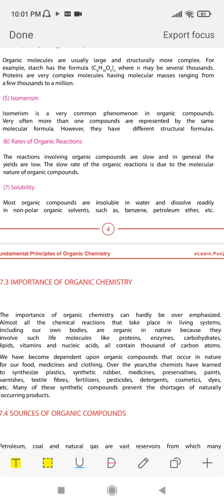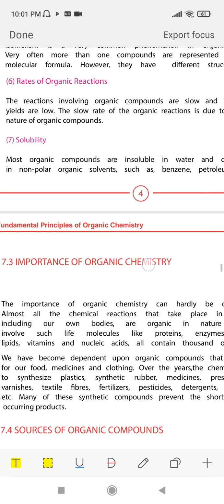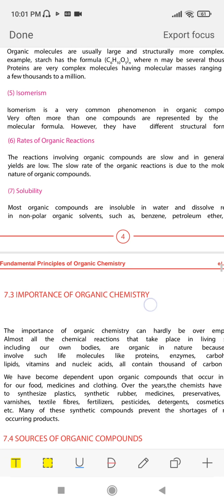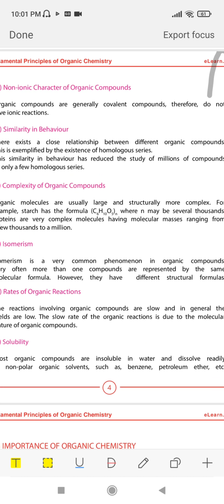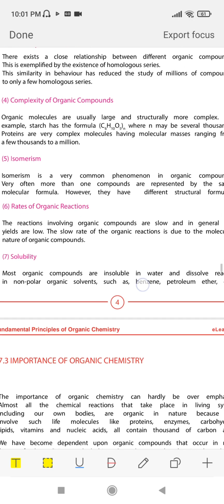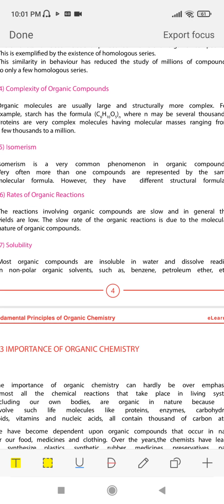Next, the sixth is the rate of organic reactions. The rate of organic reactions is very slow, and in general the yields are very low. If you take 5 grams, you will get only 1 gram of yield. What is the reason for the slow rate? The main reason is the molecular nature of organic compounds. As we have discussed, they have non-ionic character, so the rate of organic reactions is very slow.